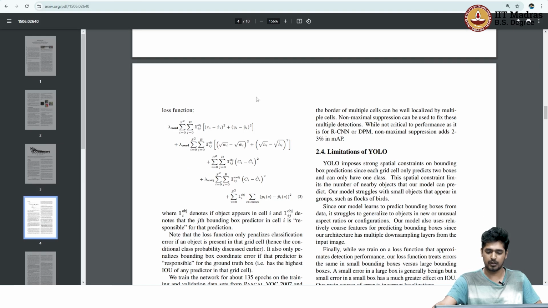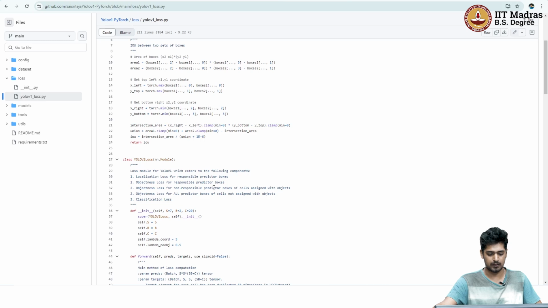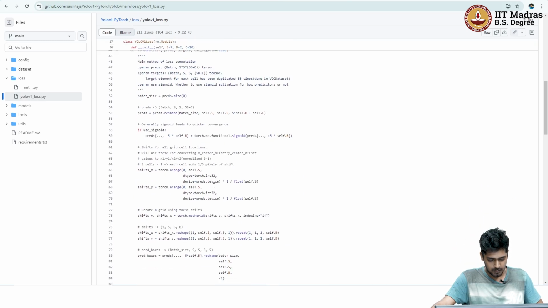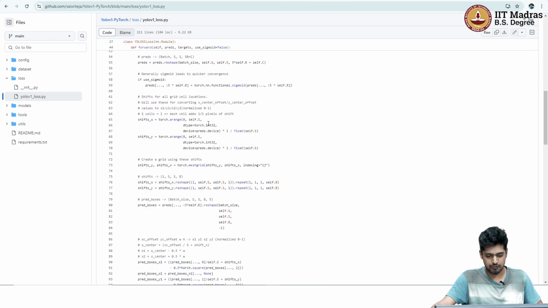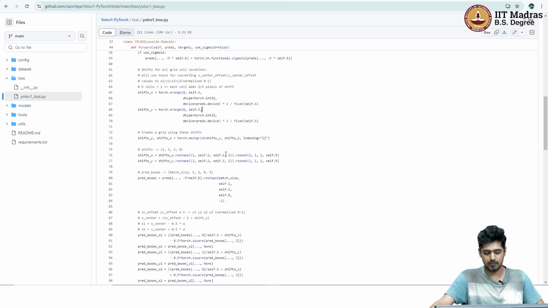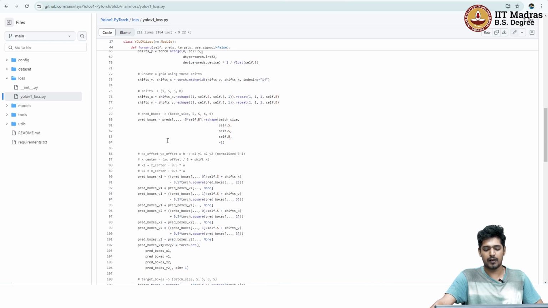I have put up the same math in terms of code over here. You would be having the respective shifts basically in terms of the grid cells. You have shift in X and shift in Y. I just wanted to remind you that we are dealing with things in offsets basically from the center of the image, how offset is the left and top. That's the reason we do centering.